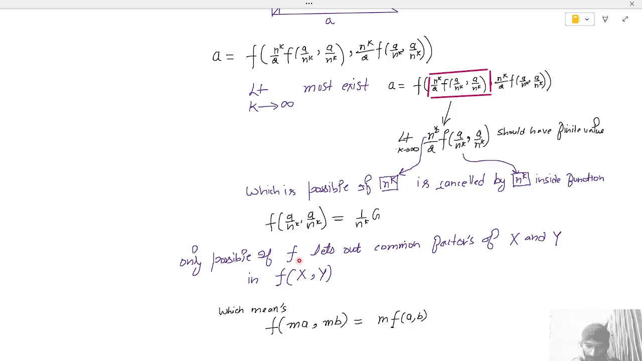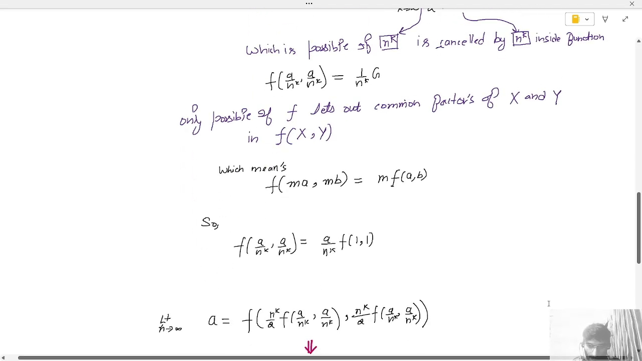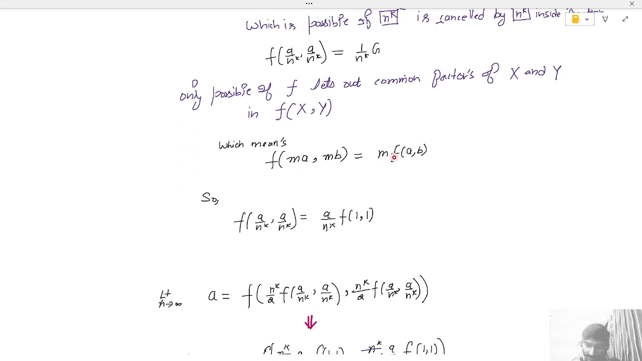So which is only possible if f lets out the common factor of x and y in a function which takes input x and y. So the common factors of these two inputs to the function will be able to be let out, right? Like in this case, for example, you have a function of ma comma mb. The m is common in x and y, so it must be able to be taken out of the function.